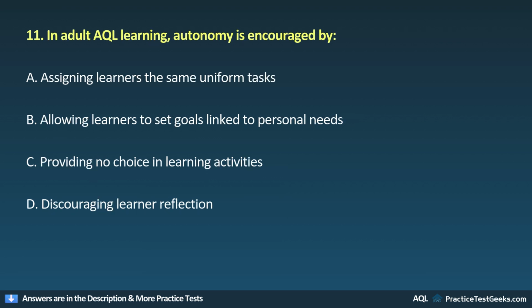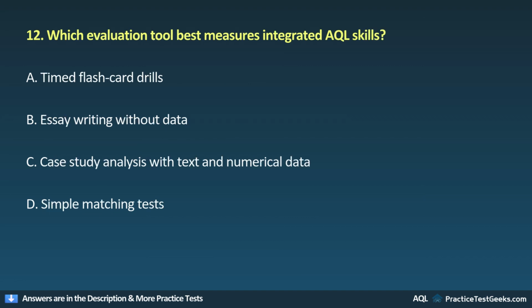11. In adult AQL learning, autonomy is encouraged by: A. Assigning learners the same uniform tasks. B. Allowing learners to set goals linked to personal needs. C. Providing no choice in learning activities. D. Discouraging learner reflection.